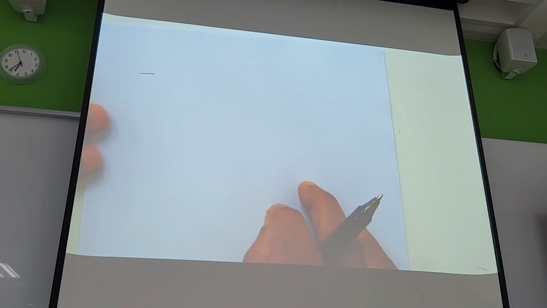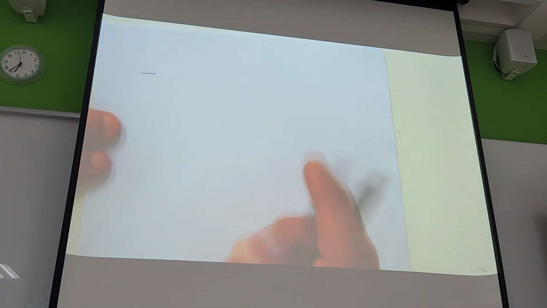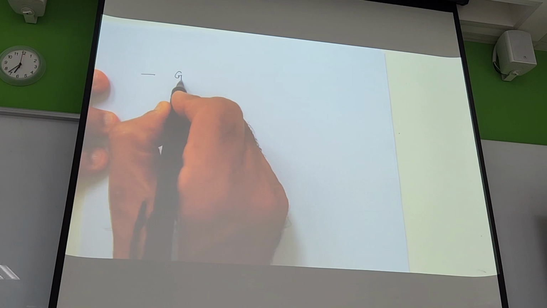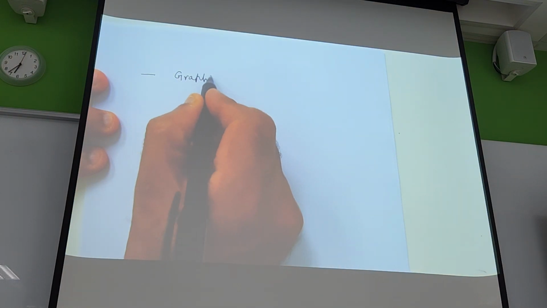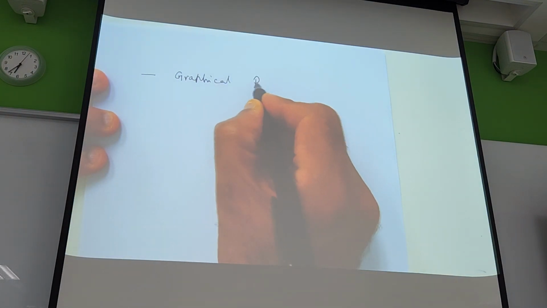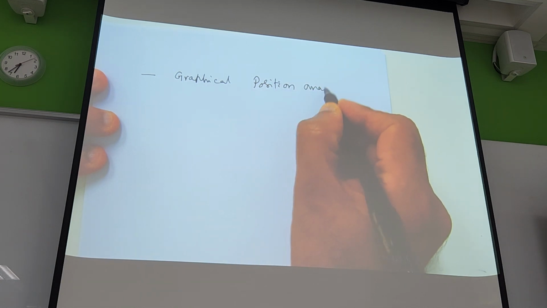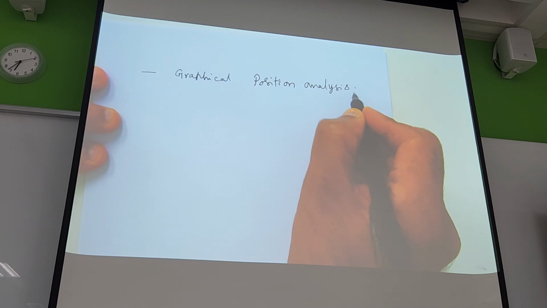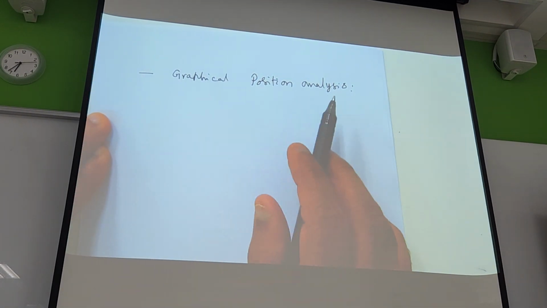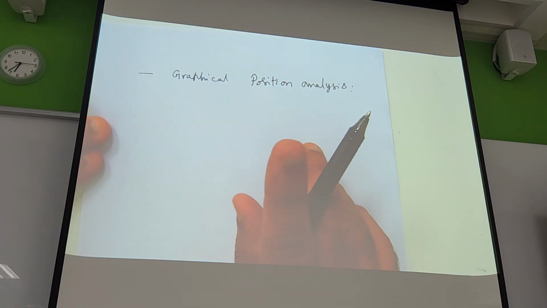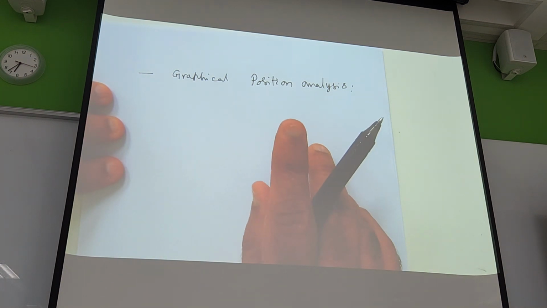So we'll just recap what we've done so far. Okay? So we started with the graphical analysis. So graphical position analysis. Okay. So this graphical position analysis we have done only for the 4-bar mechanism.